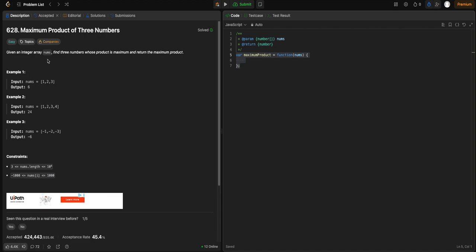All right, so let's look at these examples. So 1, 2, and 3. You only have three numbers, so you've got to just take those three, right? So 1 times 2 is 2, 2 times 3 is 6, so our output is 6. Example 2 illuminates things a little bit more. We've got four numbers. Obviously, you want to take the maximum three, so 2 times 3 is 6, times 4 is 24. Here again, we only have three negative numbers, so multiplied they equal -6.